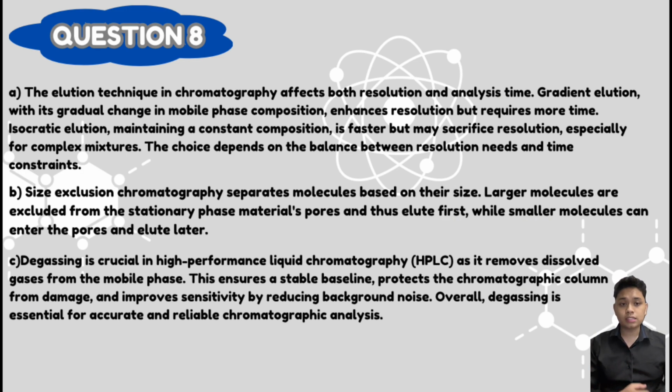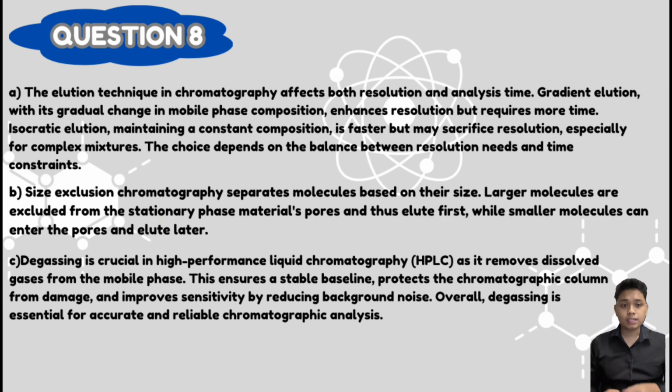The answer for question A is, the elution technique in chromatography affects both resolution and analysis time. Gradient elution, with gradual change in mobile phase composition, enhances resolution but requires more time. Isocratic elution, maintaining a constant composition, is faster but may sacrifice resolution, especially for complex mixtures. This choice depends on the balance between resolution needs and time constraints.